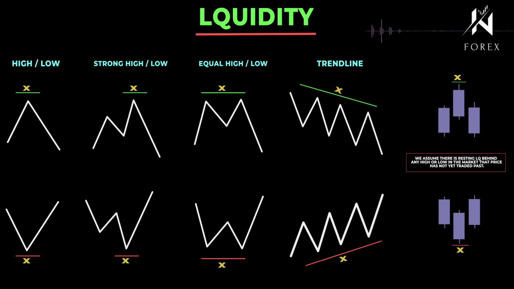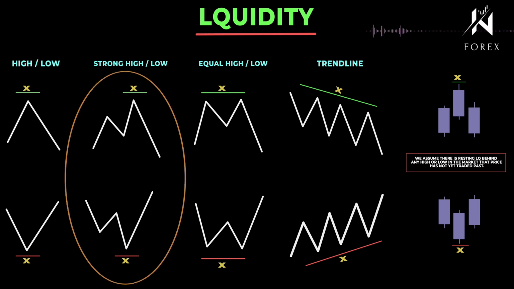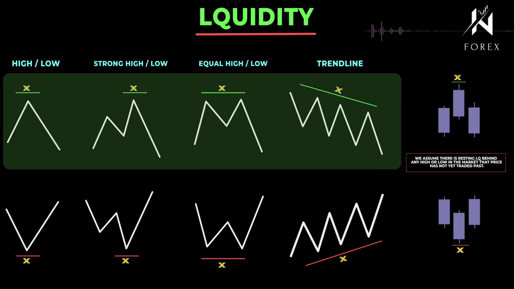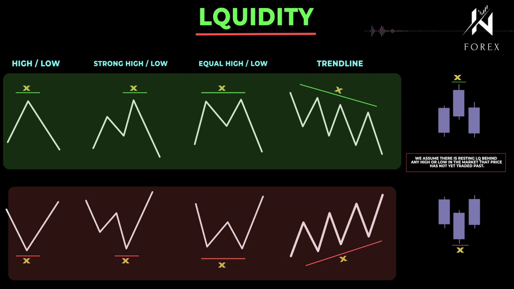So what I would advise you when you're starting out is to just focus on something like the strong high and low concept, because this is extremely mechanical and simple to identify. Now, behind these highs, we assume that there is buy-side liquidity, and below these lows, we assume there is sell-side liquidity, okay? Now why do we get these liquidity pools forming behind these structural points in the market?